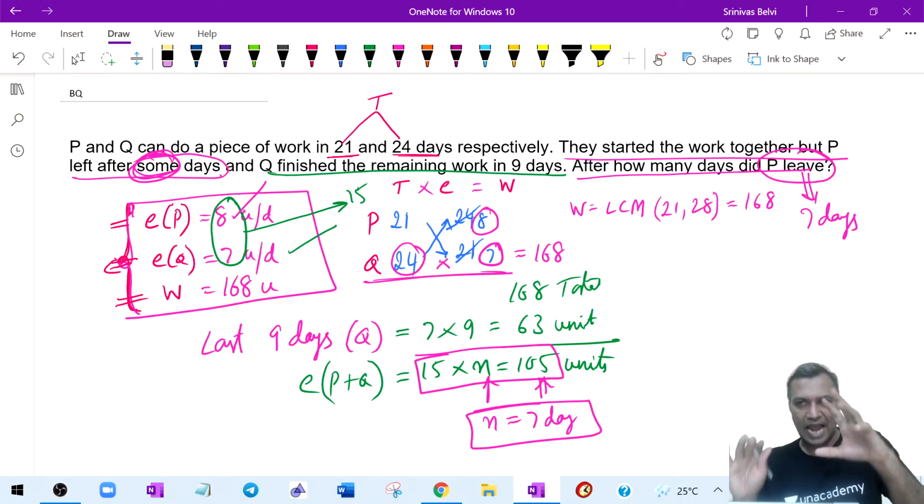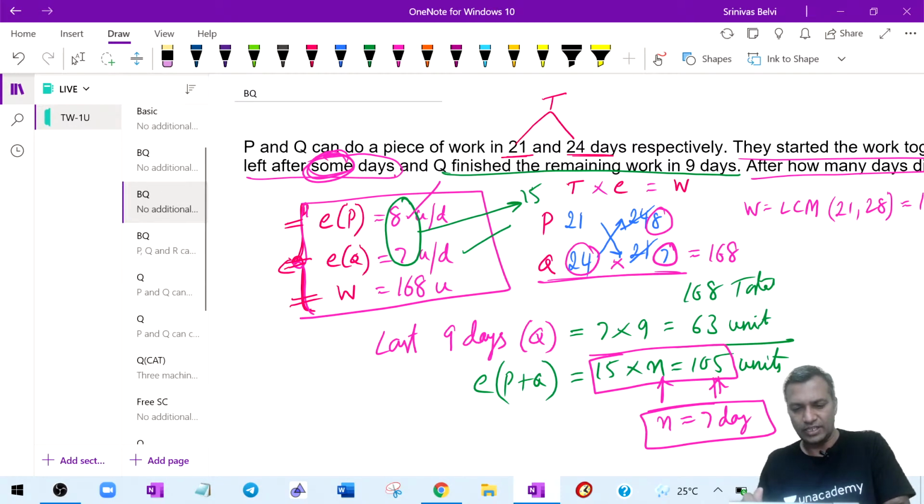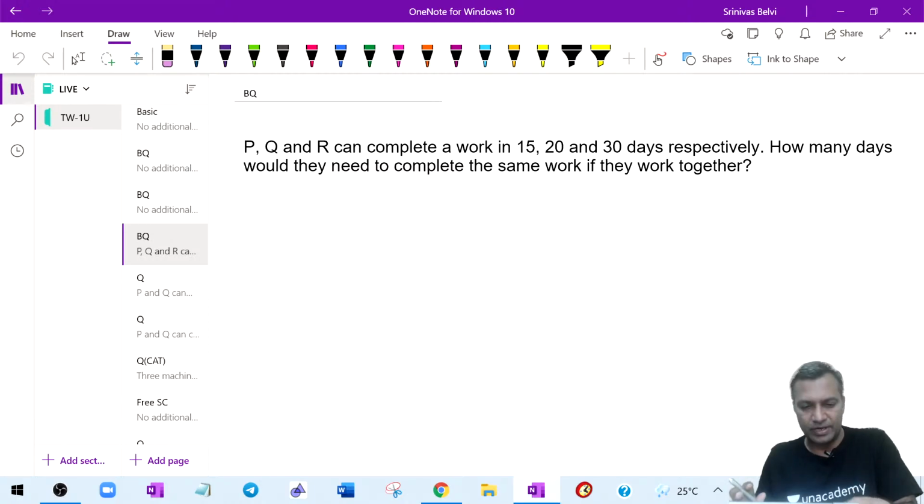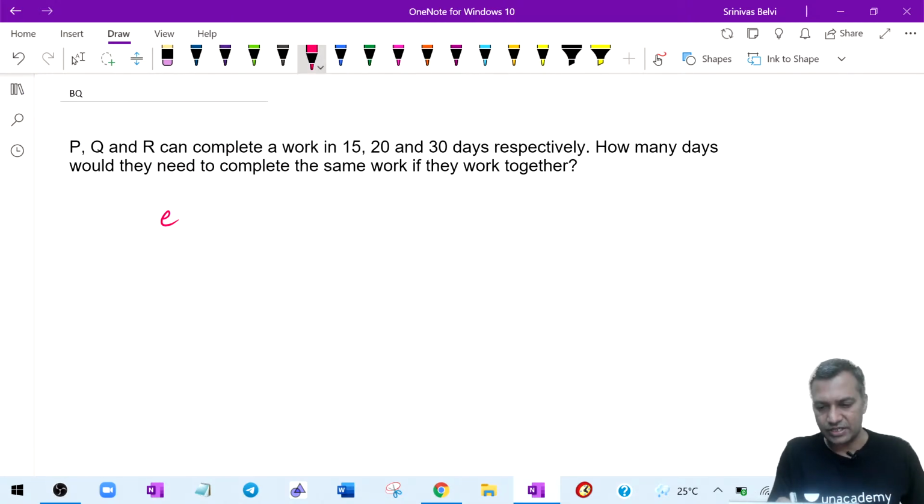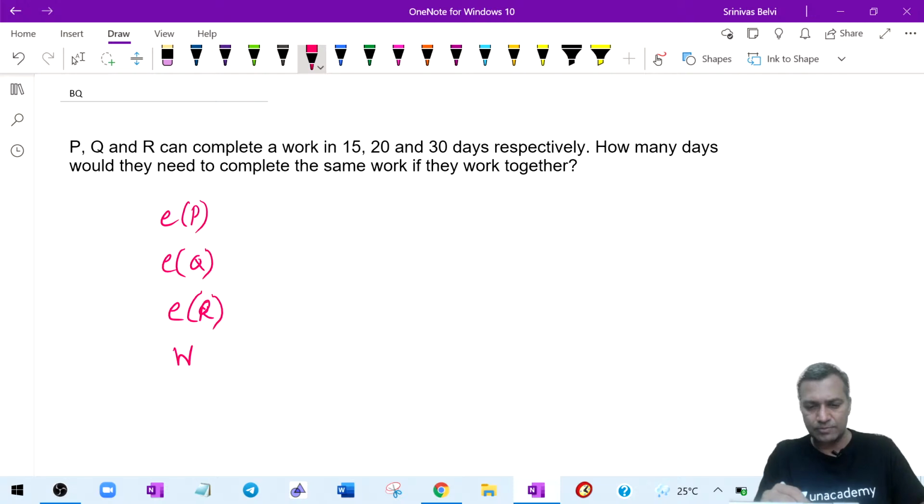I hope you are getting the hang of this. Allow me to do the next one. There is no rocket science, I'm just making you familiar with it. Here I am interested in the efficiency of P, the efficiency of Q, the efficiency of R, and the work. I see three characters here, P, Q, R, and the days are given, 15, 20, 30. What I'm interested in are the efficiencies and the work. Which method to follow is up to you.